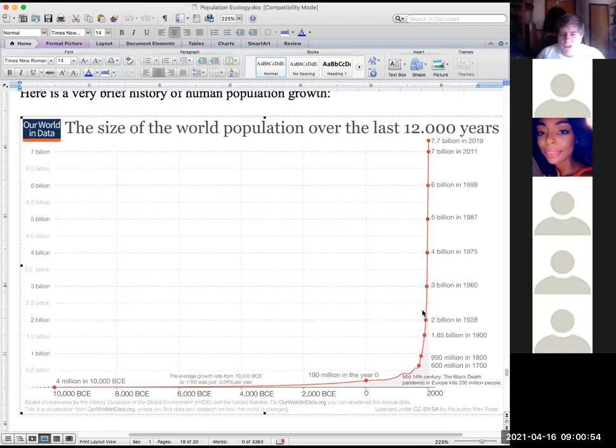So we've been focusing on population in general, and now I want to focus a little more specifically on the human population. So you should be looking at a population growth curve graph. And this is actually a graph of the human population.